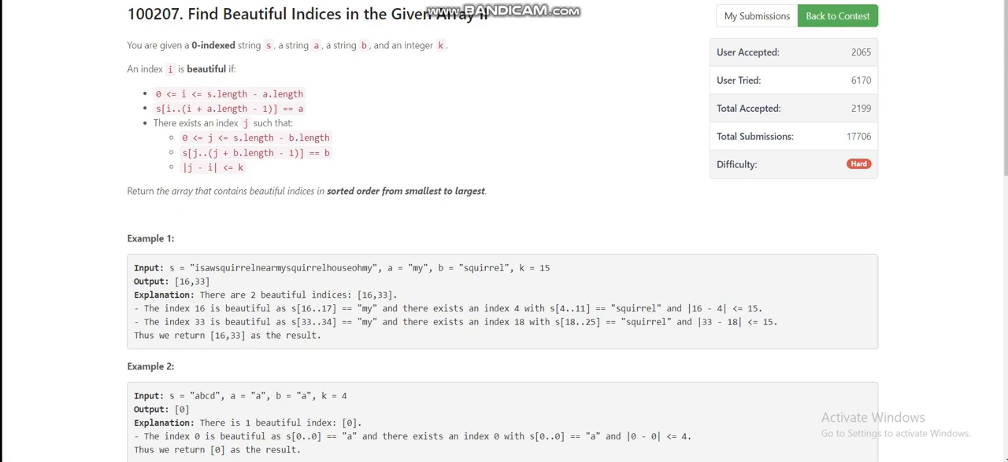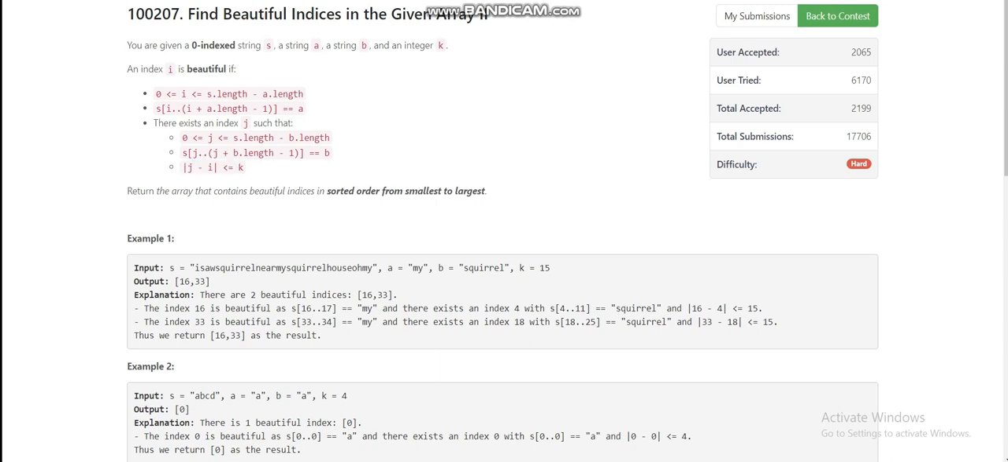So here is the formal problem statement. i could be from 0 to s length minus a length, and the substring from i to i plus a length minus 1 should be equal to a. After that we have to find another index j such that 0 less than or equal to j less than or equal to s length minus b length, and similarly we have to match the substring from j to j plus b length minus 1 to b, and after that the absolute difference of j minus i should be less than or equal to k. I hope you understood what the problem statement is.